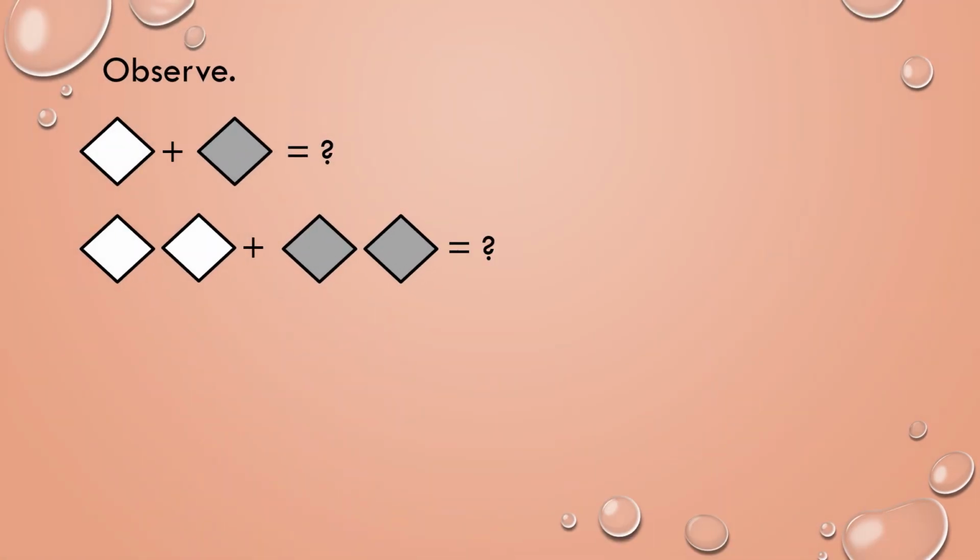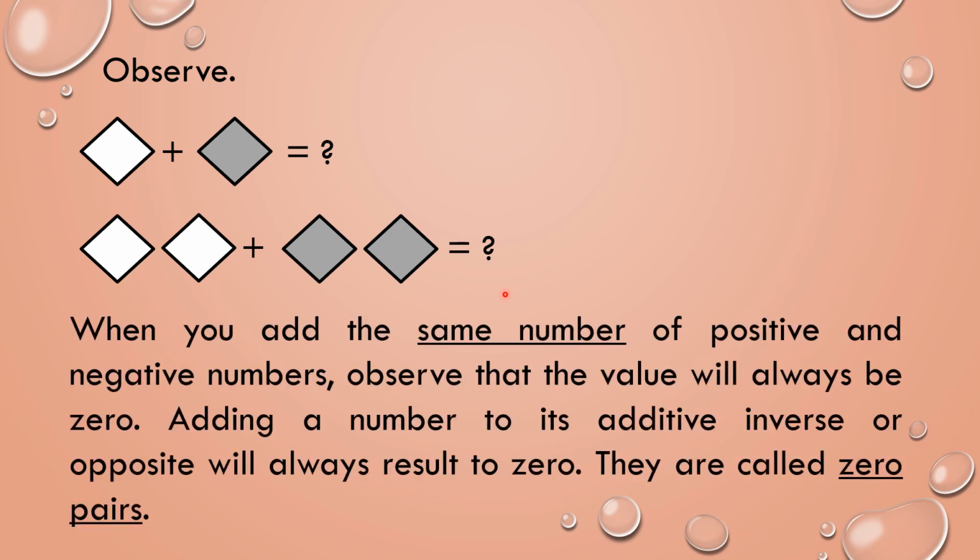Let us observe these two given scenarios. First, 1 white diamond plus 1 gray diamond is equal to what? 2 white diamonds plus 2 gray diamonds is equal to what? So when you add the same number of positive and negative numbers, observe that the value will always be 0. Adding a number to its additive inverse or opposite will always result to 0. They are called zero pairs.